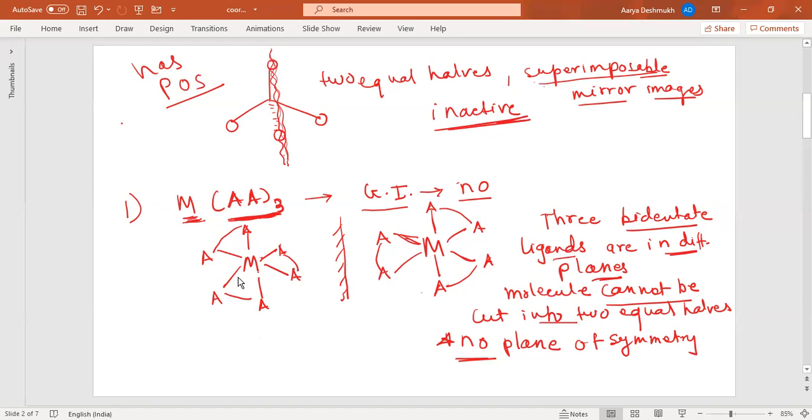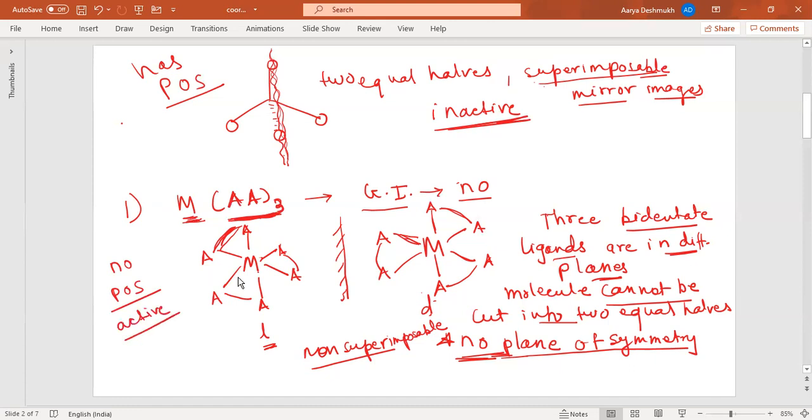Now this is the L isomer and this is D. Now just look at this. This is on the left hand side and this is on the right hand side. So this is dextro and this is levorotatory. And these are non-superimposable mirror images of one another. Why are they non-superimposable? Because this complex doesn't have a plane of symmetry. So this is very important. No plane of symmetry means optically active. So just remember these 2 points.